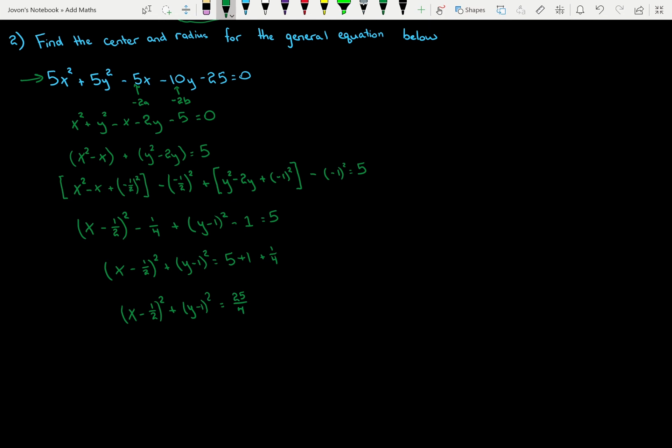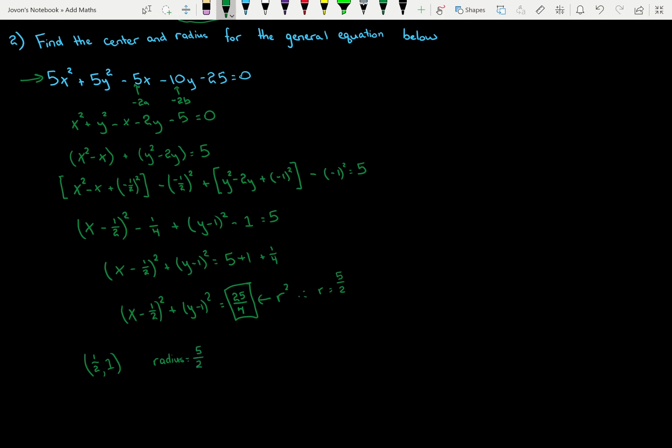So now to find the center, x minus a half is equal to 0, so therefore x is equal to a half. Then you'll have y minus 1 is equal to 0, so therefore y is equal to 1. So we know the center is (a half, 1), and the radius, so remember this here is equal to r squared. So therefore r would be equal to 5 over 2. So therefore the radius is equal to 5 over 2.